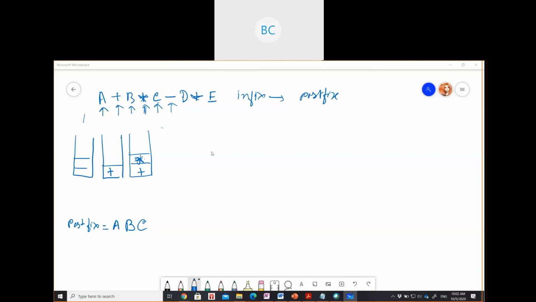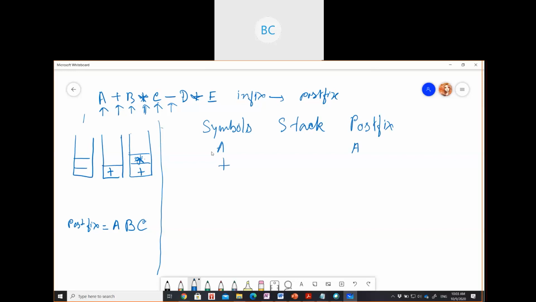I will give you another very simple method. You first keep track of your symbols. Next you have your stack. Next you keep your postfix notation. Okay. So the first symbol is your A and you will keep it in your postfix form. Okay. Next you have a plus symbol.